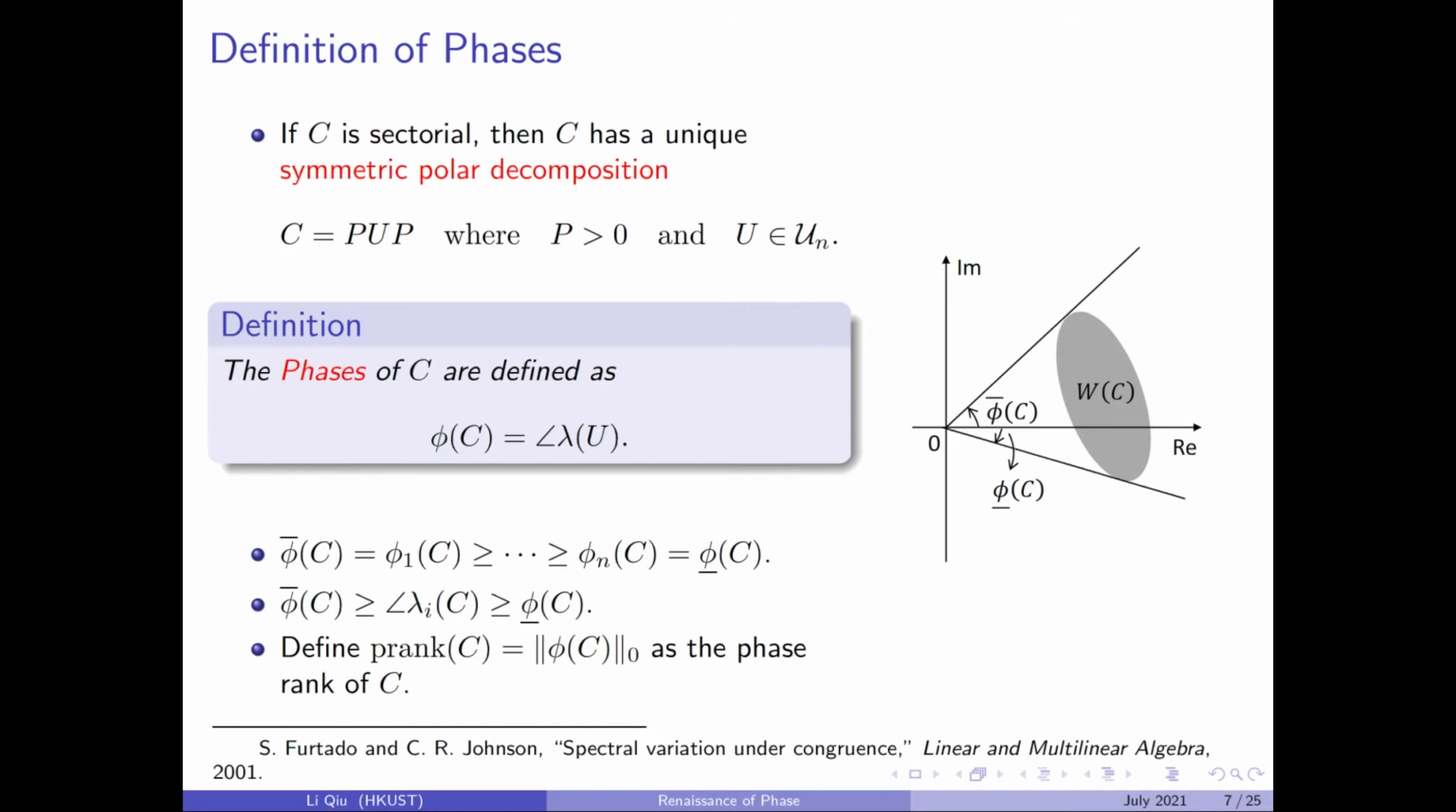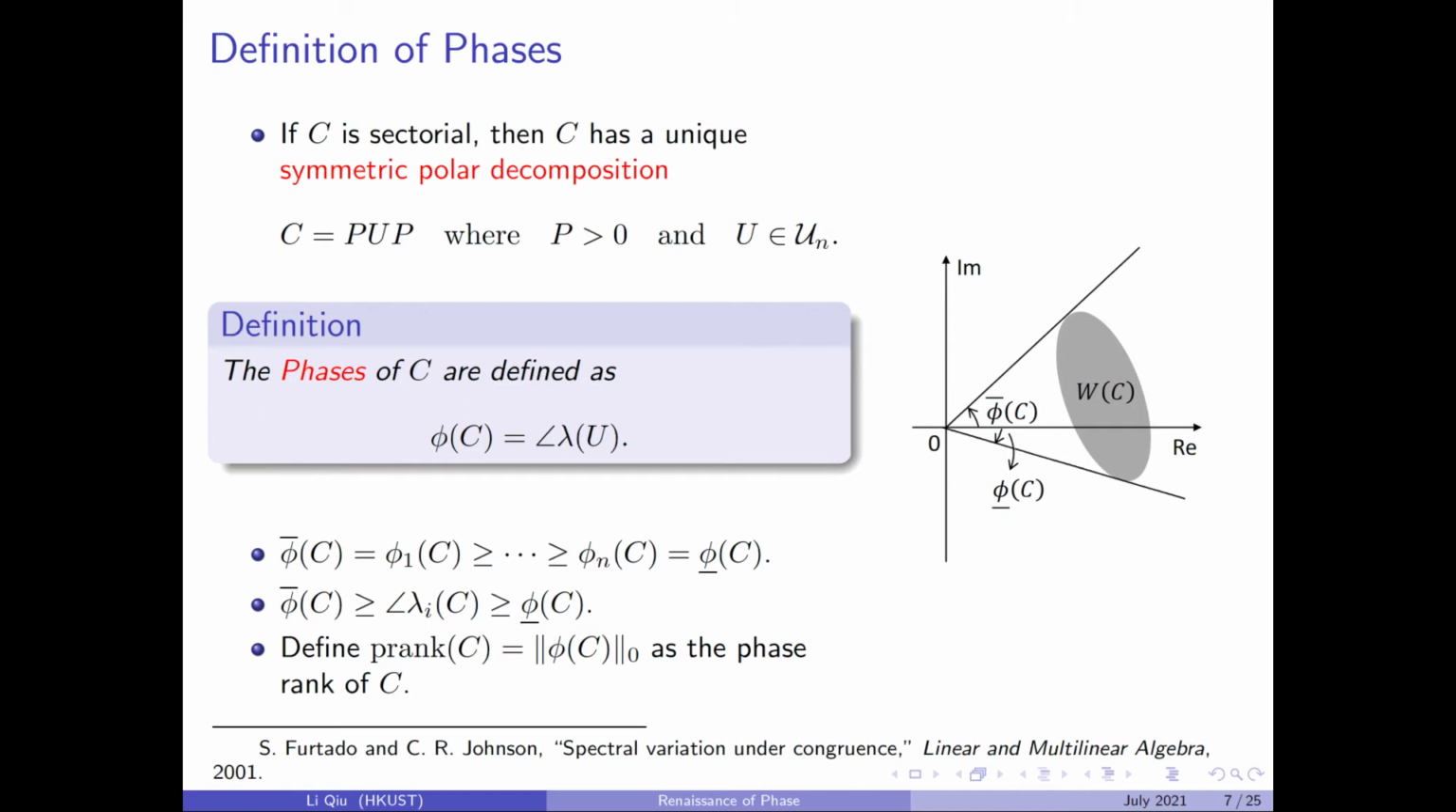I'm not going to go into the details on how to do this symmetric polar decomposition, but I just want to give some kind of rough interpretation of the phases, especially the largest one and the smallest one. So you have a numerical range here. You draw a sector covering the numerical range as tightly as possible. Then this lower ray gives the smallest phase, and the upper ray gives the largest phase. The other intermediate ones are in between, but they are less important. So let's just focus on the largest one and the smallest one. Those phases can be obtained from the numerical range rather easily.